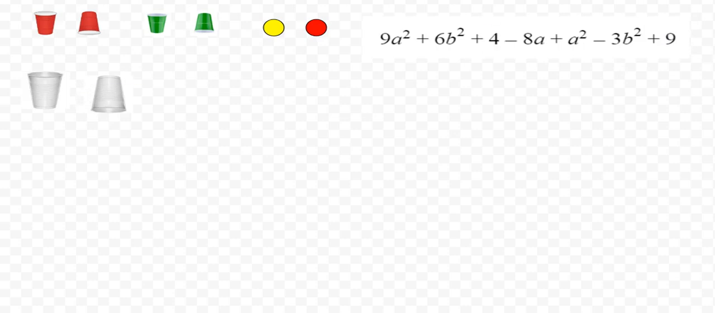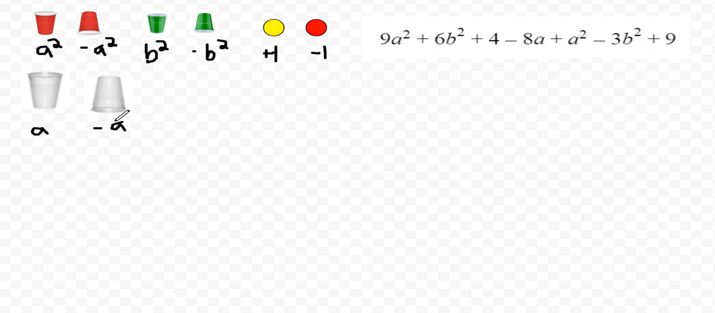We can get started. I'm going to call the red cups this time positive a squared and negative a squared, simply because I see that one first. I'm going to call our green cups b squared and negative b squared. Of course, yellow chip +1, red chip -1, and we also need something for a, so I'm going to have my white cup as a, my upside down white cup as negative a.